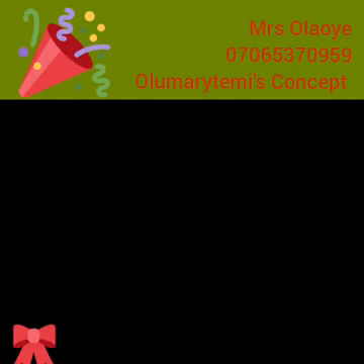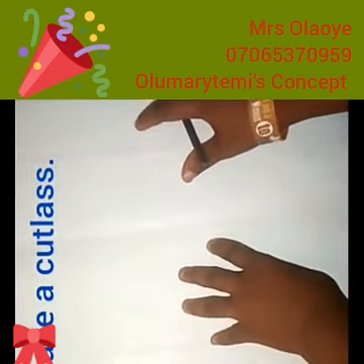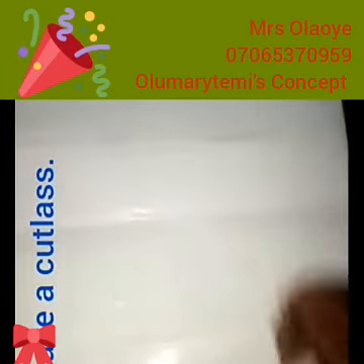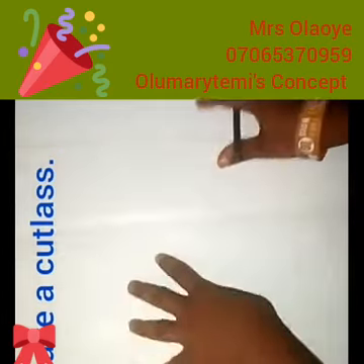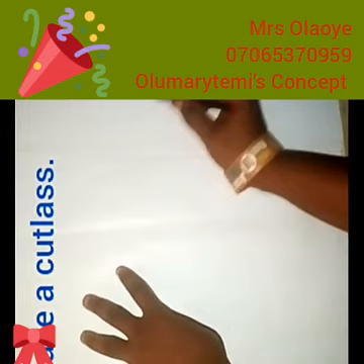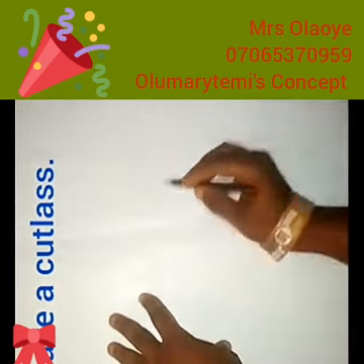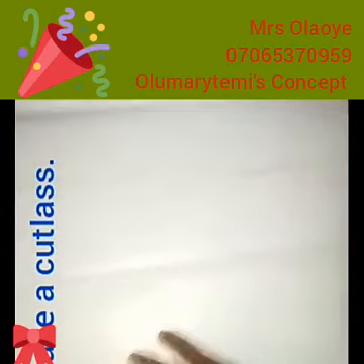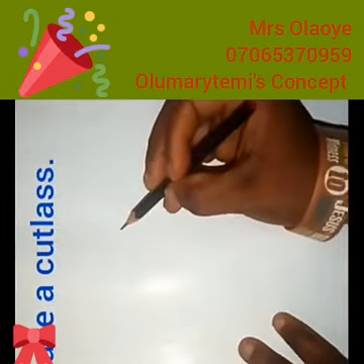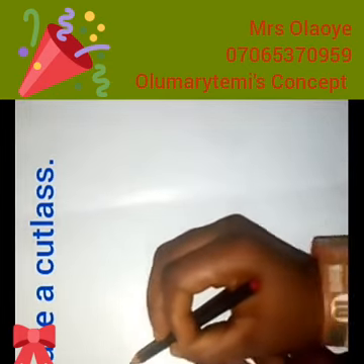Okay. I want to quickly show you how to make a cutlass using a carton or calendar, scissors, pencil, and eraser. The first thing you do is to quickly draw the shape of your cutlass. Can you see? So you can quickly draw the image that you want to make. Okay, that's the tip. Now we draw the edge of the cutlass.